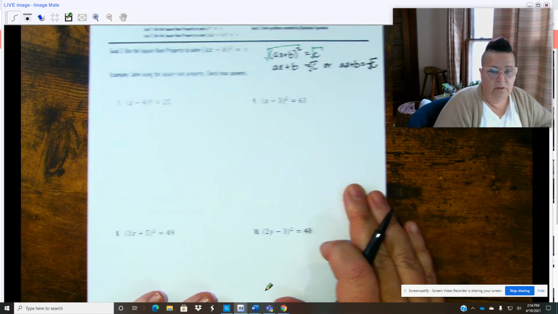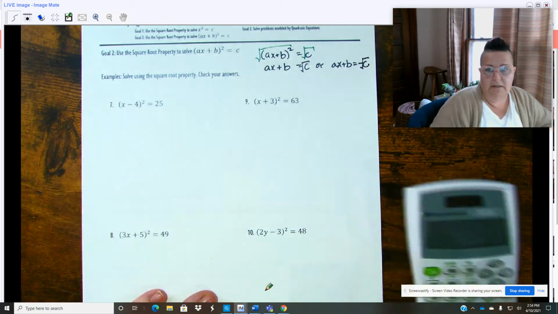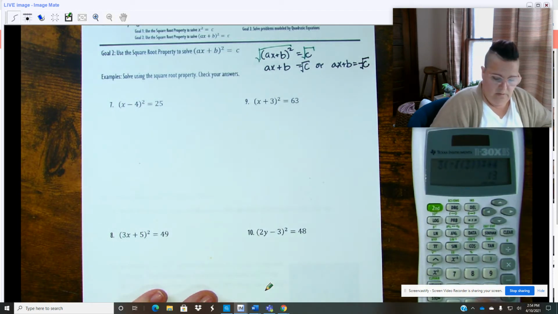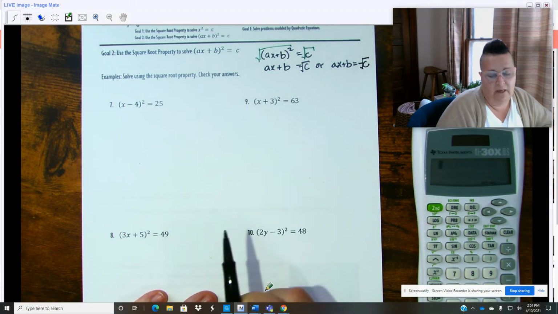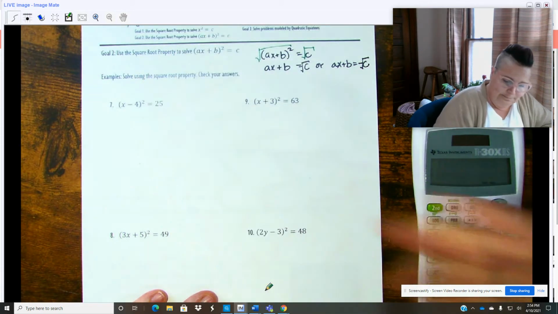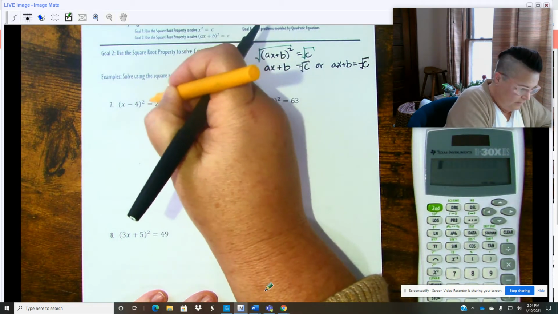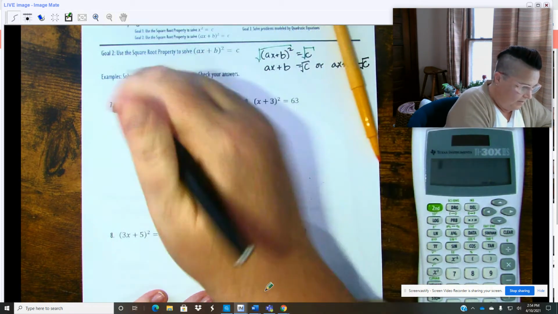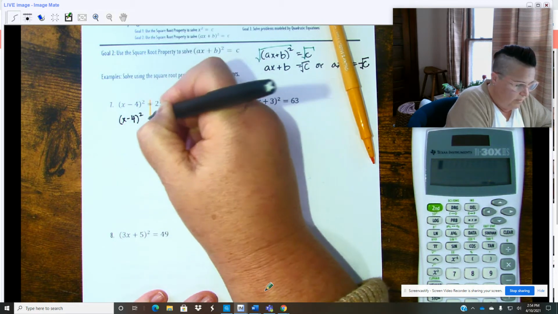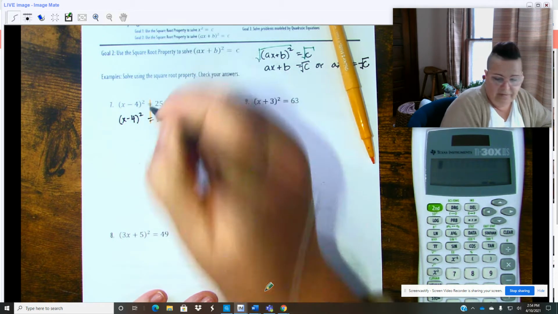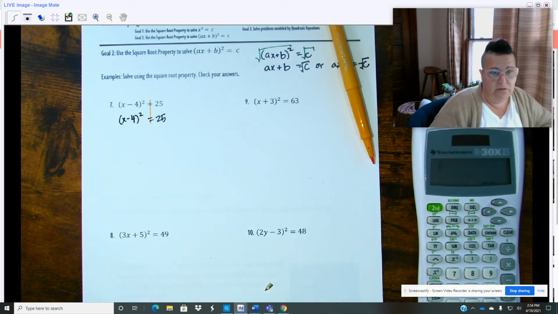Okay, if we're looking at problem number 7, sorry, I need to get my... Here I have x minus 4 squared is equal to a 25. So, left side, right side. I'm going to write this out maybe a little bit more than I normally would because I want to be able to see the original equation.